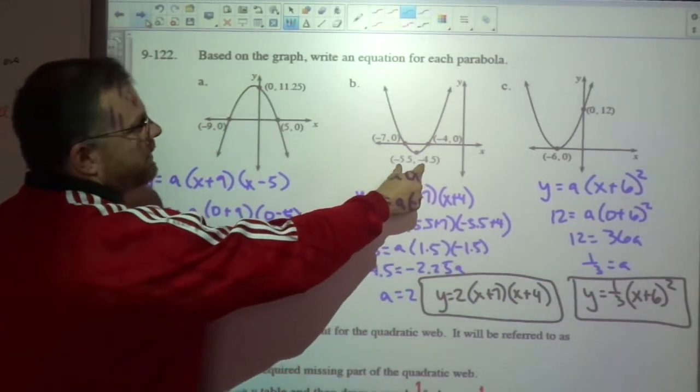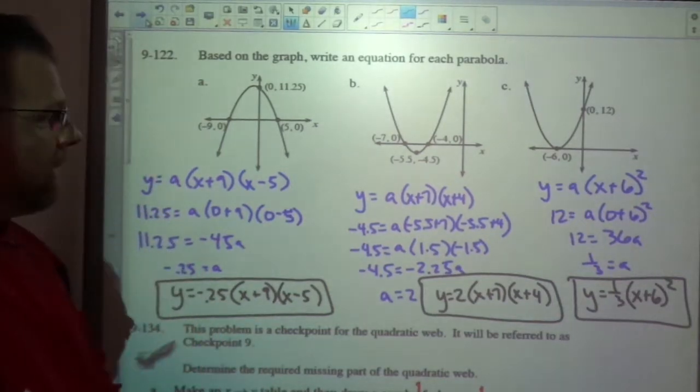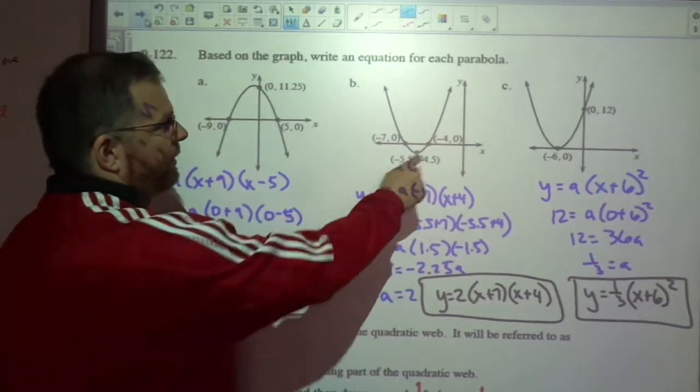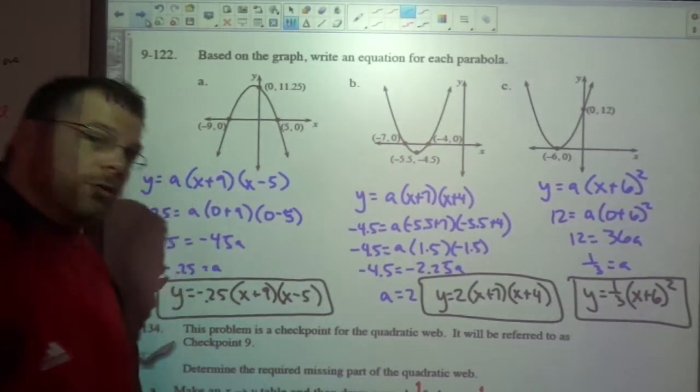I plugged in the x and y of the vertex. You can plug in the x and y at any point and that will work. So I plugged in this for x, here and here, and I plugged in this for y. I solved it and I got 2 for the a value.